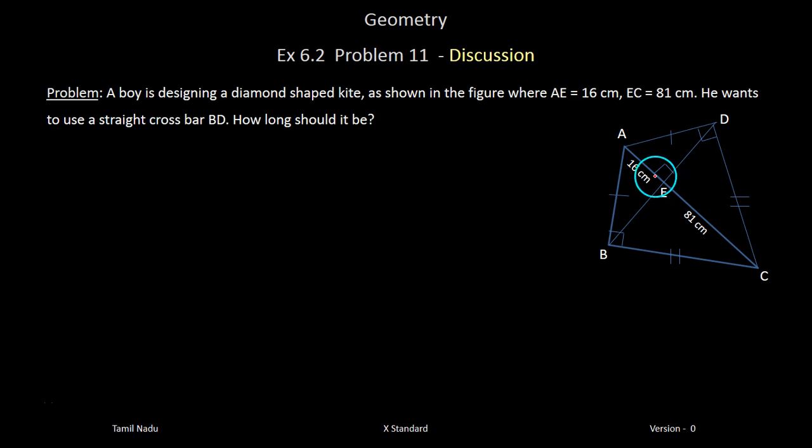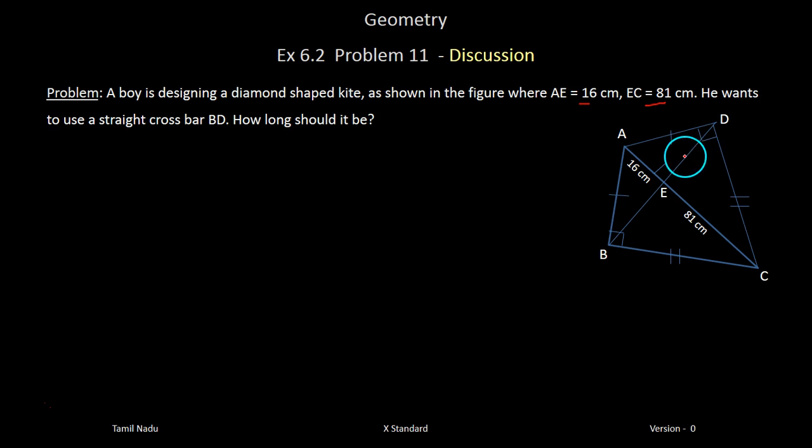Okay, so this is a kite, and it is given that AE is 16 cm and EC is 81 cm. He wants to use a straight crossbar, that is this bar BD, and we are asked to find the length of this. So how will we do this? Now you have to see that these two sides are equal, and these two sides are equal, and this is a right angle, this is a right angle, this is a right angle.